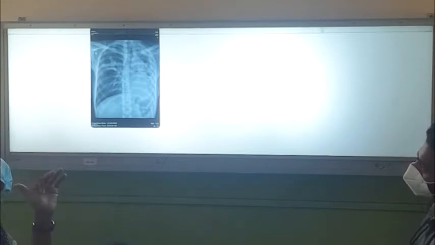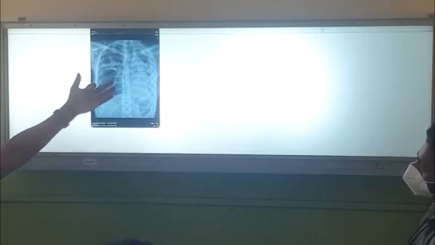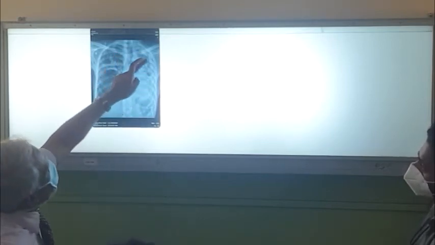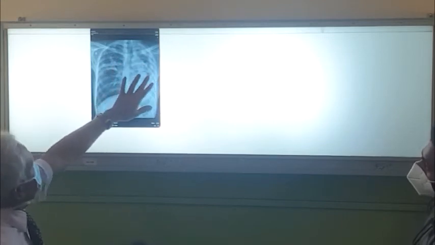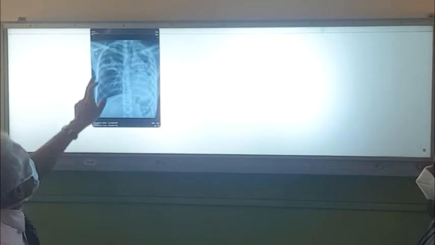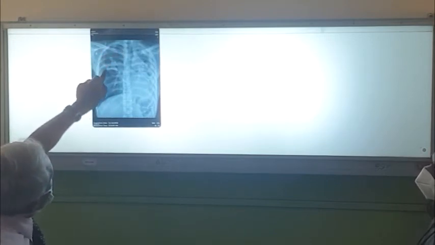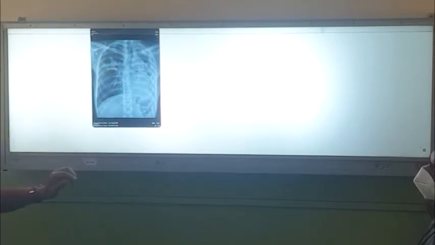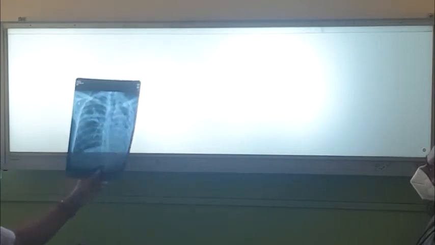So collapse could be due to various things. Collapse could be due to bronchial obstruction. Collapse could be due to external pressure, like in pneumothorax and pleural effusion, and collapse could be due to fibrosis also. So this is left lung fibrosis with cavitation, and the heart and everything shifted there. And this is a hyperinflated right lung with some fibrosis in the right lung, right? So when one is collapsing, the other one gets compensatory emphysema.